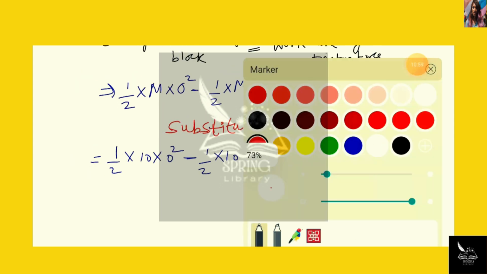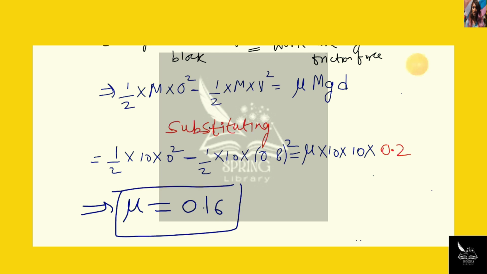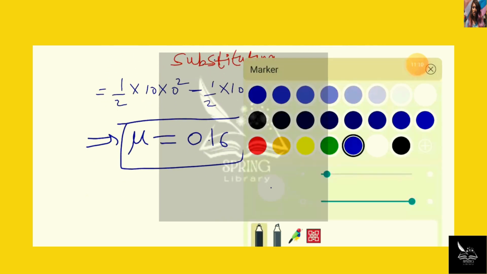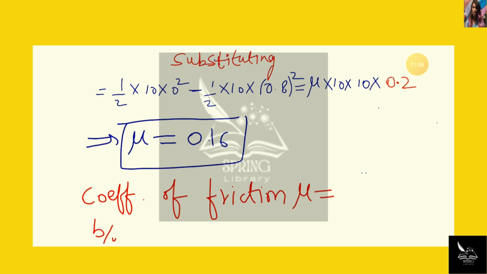So mu will be equal to 0.16. So this is the answer to the given question, in which it is asking us to find the coefficient of friction mu. I can say that the coefficient of friction between the block and the surface is mu equal to 0.16. So I have solved the question completely. Thank you.